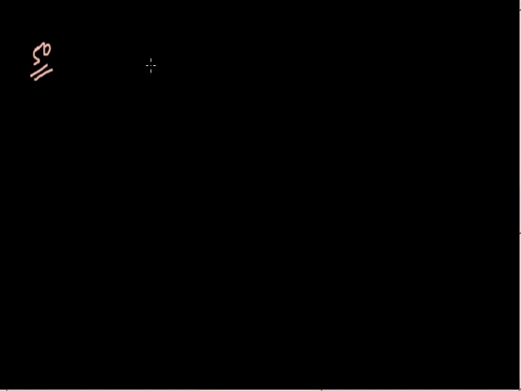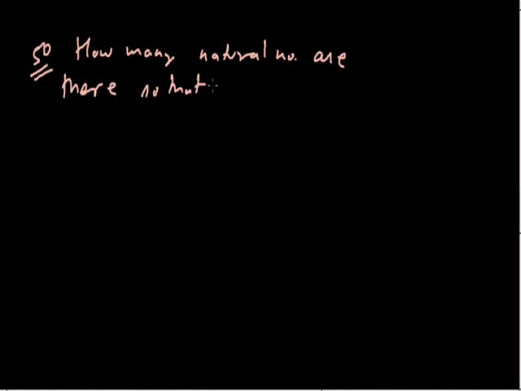In question number 3, how many pairs of natural numbers are there so that the difference of their squares is 60? Solve this problem. That is, we have to find how many natural numbers are there.